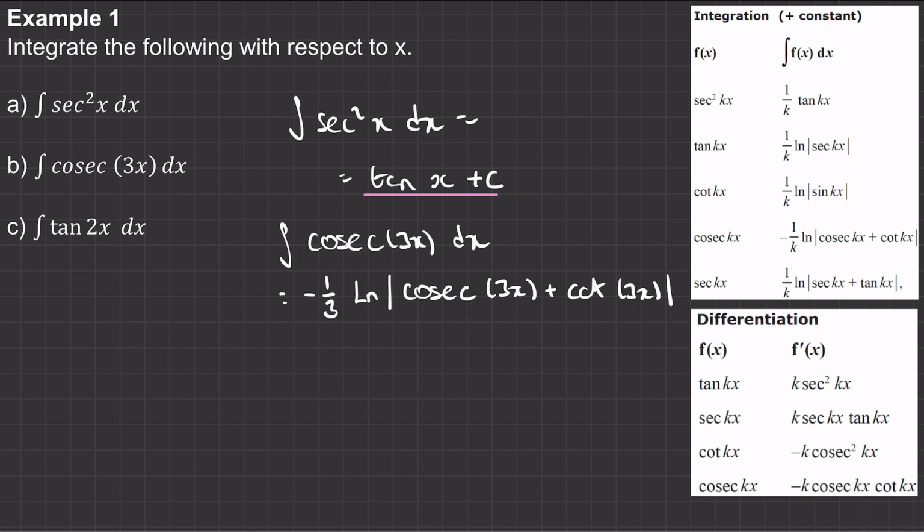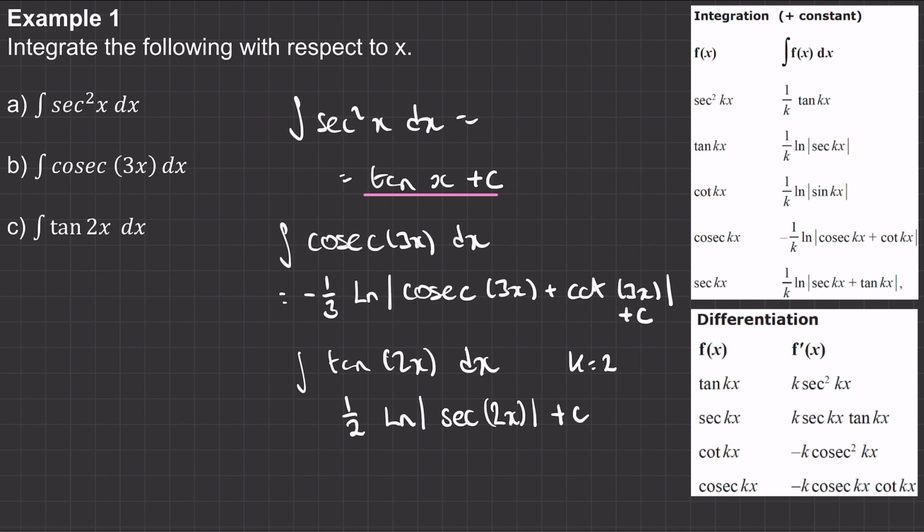Okay, so for question C, the integral of tan 2x integrated with respect to x. So now we're going to use this integral. So this will be 1 over k, where k equals 2. So 1 over 2 ln, natural log of the magnitude of sec 2x plus c. And I should have plus c on the second one as well. Okay? So this is a simple introduction on how you use standard integrals. So let's move on to question 2.